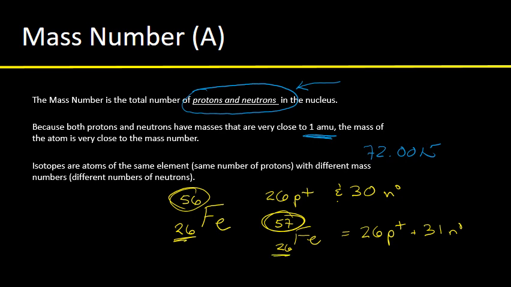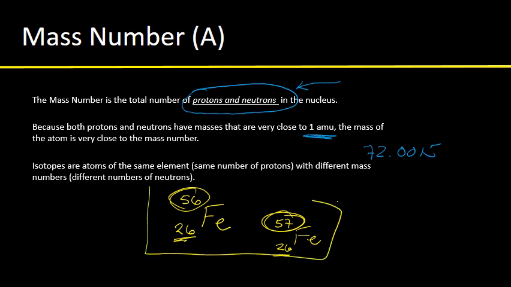Right? And anytime you have an atom where you've got two different atoms of the same element with different mass numbers, those are called isotopes. Right? So these would be examples of two different isotopes of iron. Right? There's a couple of different ways that we can write these.